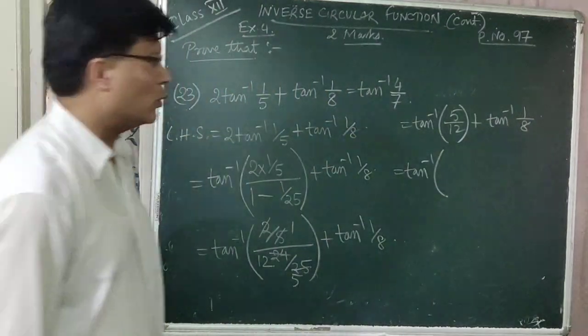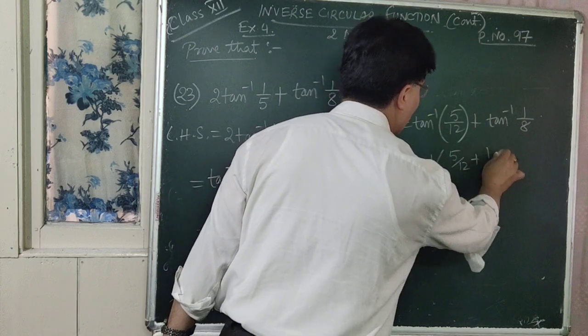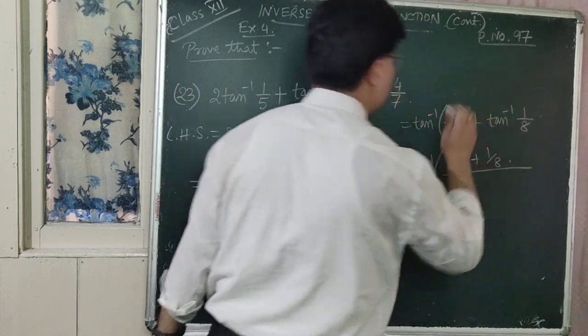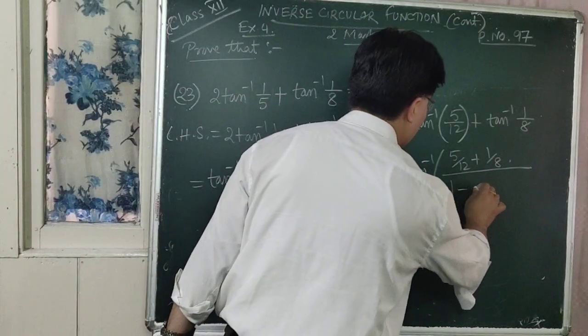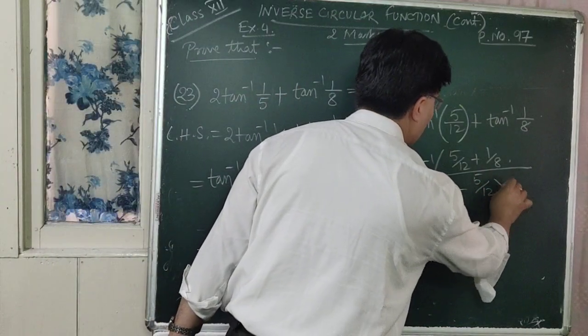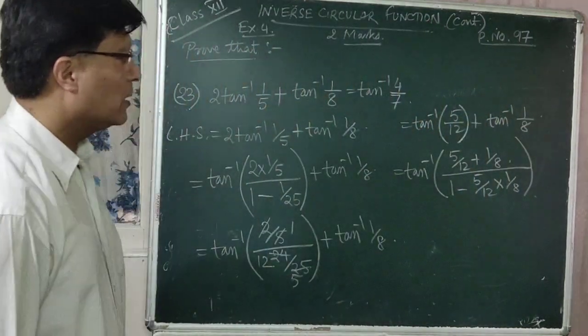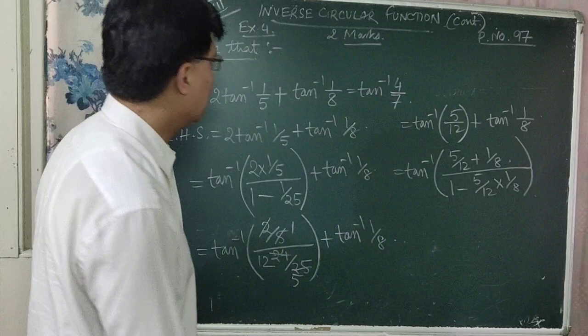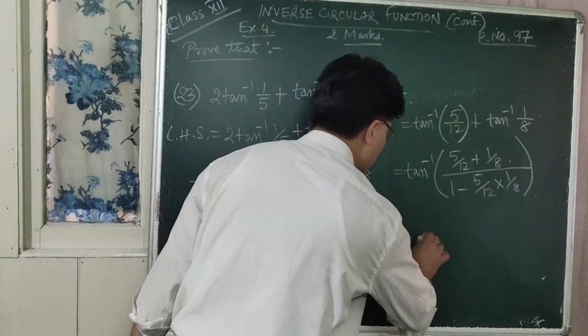In the numerator, what is x? 5 by 12 plus what is y? 1 upon 8 whole divided by 1 minus xy. 1 minus what is x? 5 by 12 into what is y? 1 upon 8. Is that understood now? Okay. So now let us simplify it again. You can simplify it further.